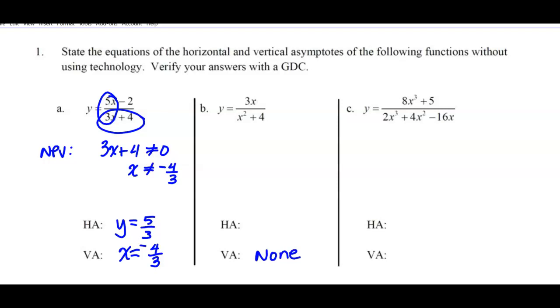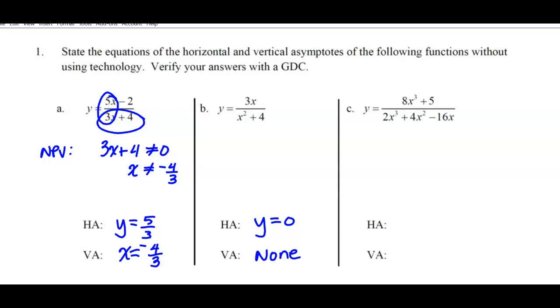Horizontal asymptotes: the numerator is degree 1, the denominator is degree 2. So the denominator has a higher degree, so it's y equals 0. That denominator will get bigger faster than the numerator, so they approach a value of 0.